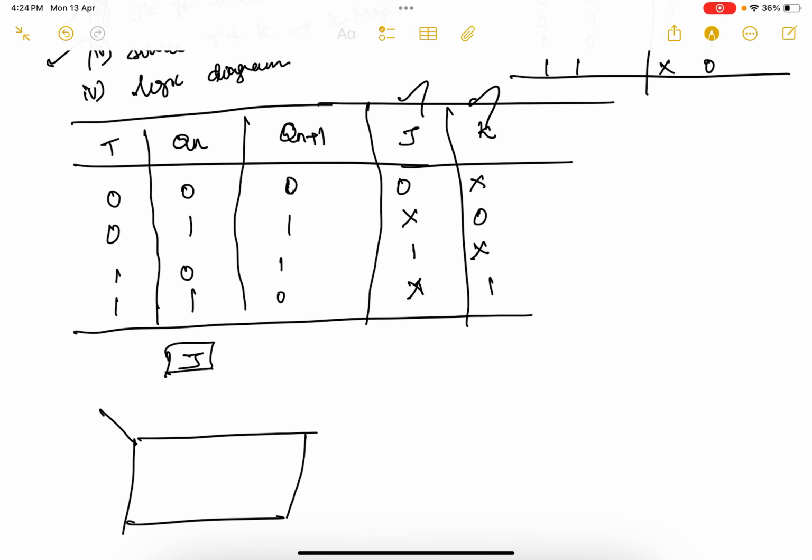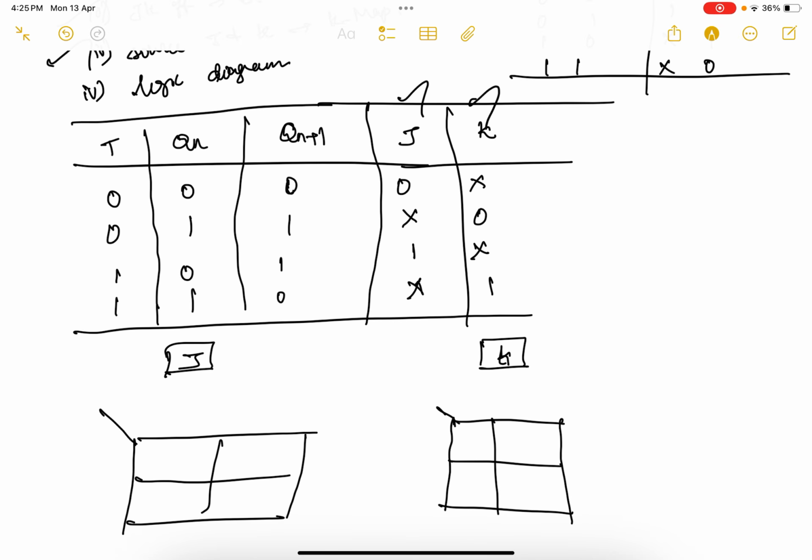So first I am going to draw a 2 cross 2 matrix, and similarly for K also it is going to depend on a two-variable function. One of the inputs is T, another input is Qn. So here also it is T, and the other is Qn. This can be either 0 or 1, and this can also be either 0 or 1.